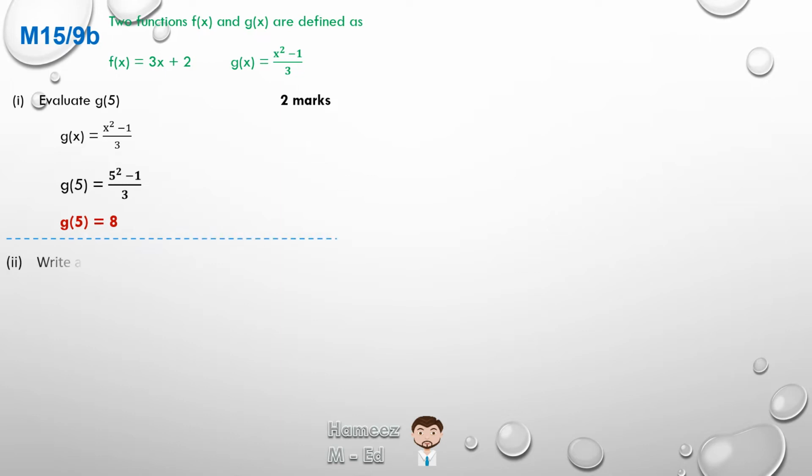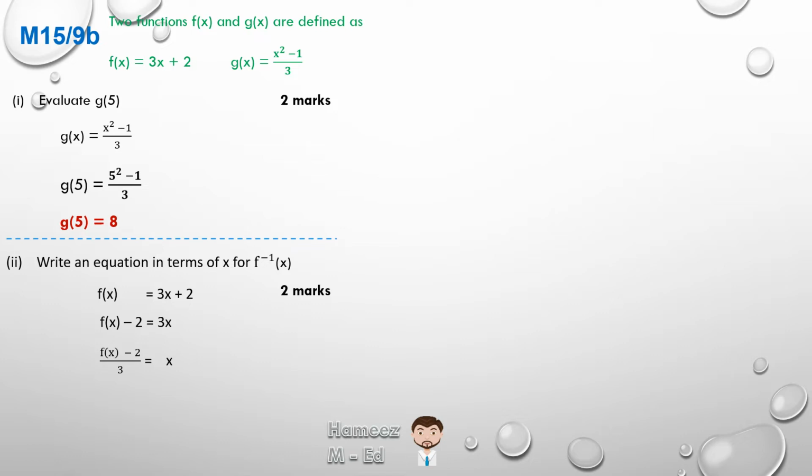Part 2. Write an equation in terms of x for f inverse x. So f of x, that function is 3x plus 2. And if we want to find f inverse x, let's first of all make x the subject of the formula. So let's move the plus 2 across. So it will give us f of x minus 2 is equal to 3x. So x is equal to f of x minus 2 all over 3.